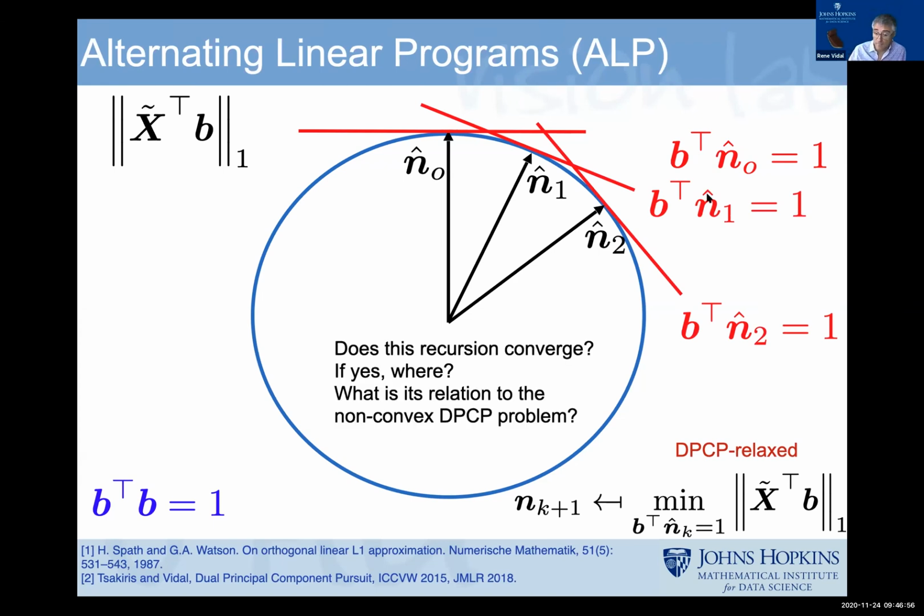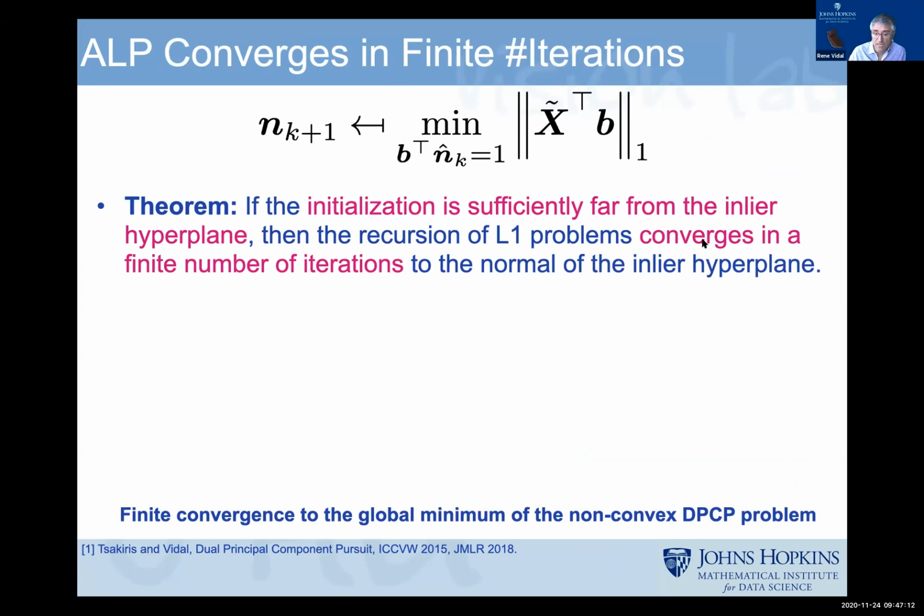So does this recursion converge? Does it converge to the global minimum that I was trying to look for? And does it converge to the same global minimum as the DPCP problem? The answer is yes. And it's even better. It actually converges in a finite number of iterations. And therefore it is a valid and well-defined method.